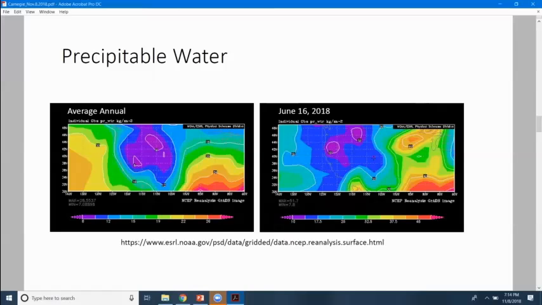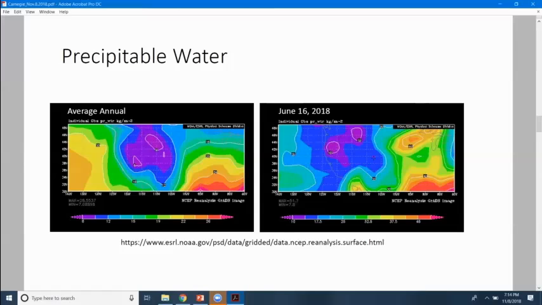What this is showing is basically the total amount of water in the atmosphere. If you take one column of the atmosphere and condense all the water, we call that precipitable water. On the left is an average annual for, I think, the year 2000, but it generally shows you the pattern of this precipitable water. There's a lot more over the Gulf of Mexico down here, and it decreases as you move north.